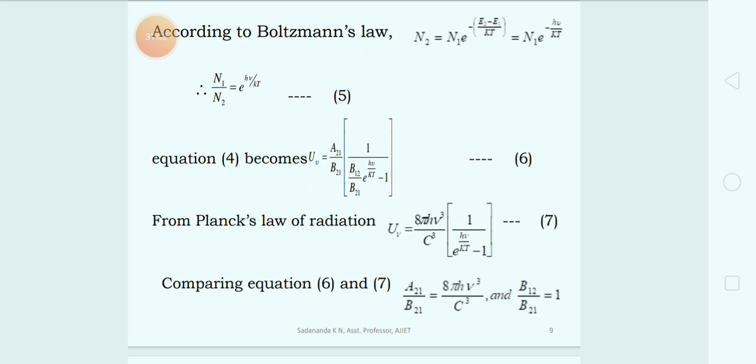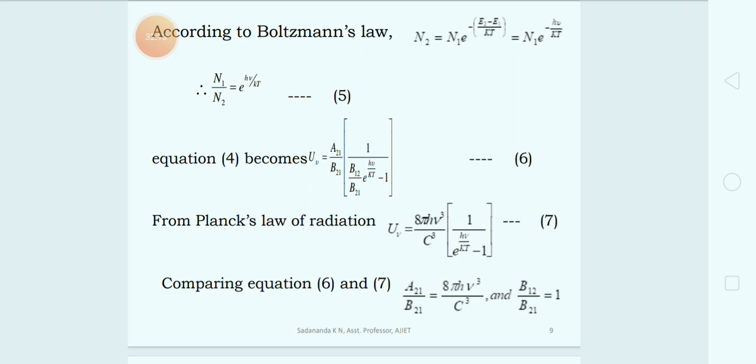So now you just substitute N1 by N2 equal to e power h nu by KT in the previous expression, that is the u nu expression. Therefore u nu, which is nothing but the energy density at the frequency nu, is equal to A21 by B21 open bracket 1 by (B12 by B21 e power h nu by KT minus 1). Alright. So this is equation number 6 as I showed in the slide.